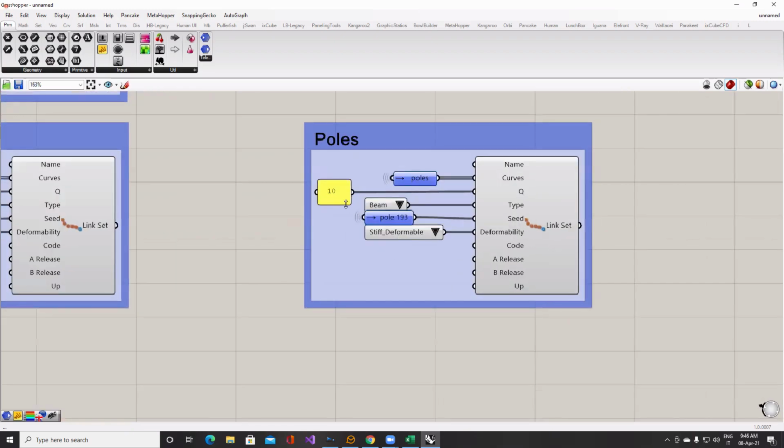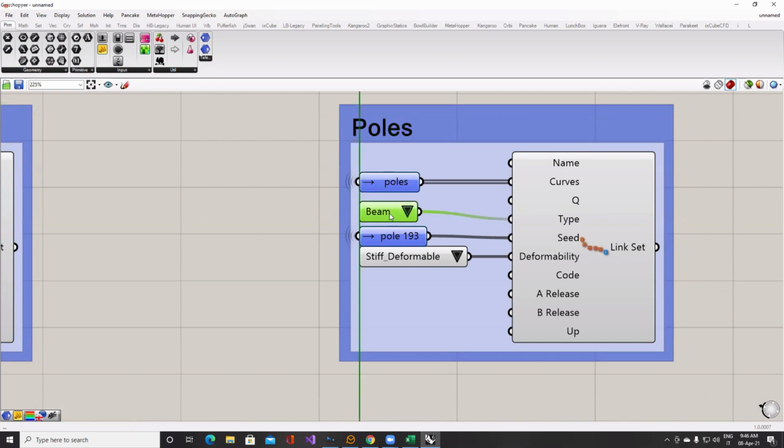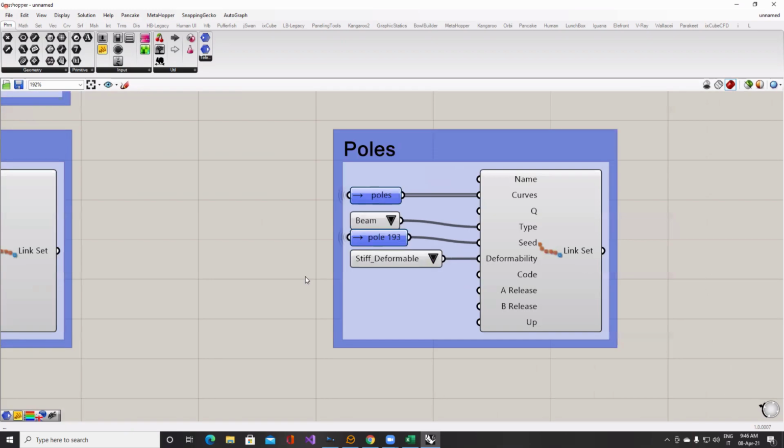Stiff deformable, clearly the plasticity doesn't really mean anything. So you see, for beam elements, we just have to input the geometry, the type of element, it's a beam, the seed, that's the pole, and the deformability. We can also have the releases, the end releases of the poles. And in this case, maybe we have to input the end releases.